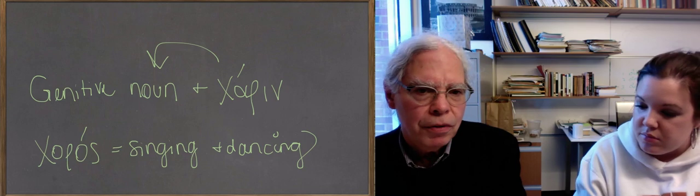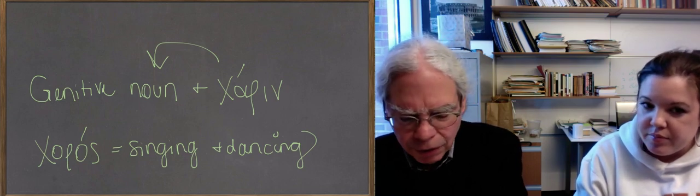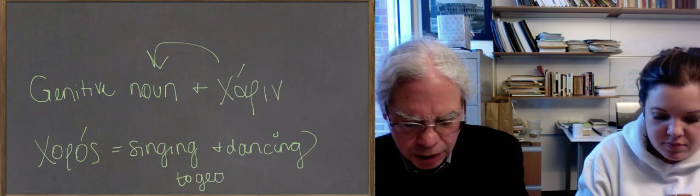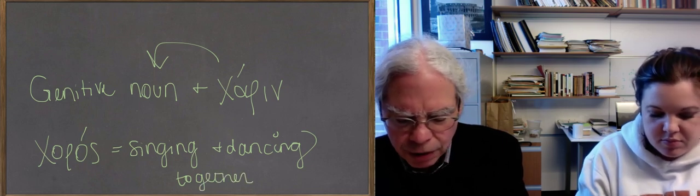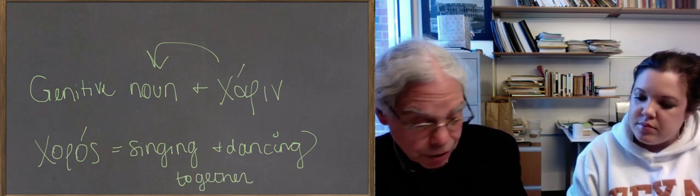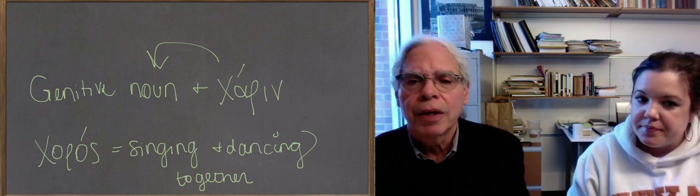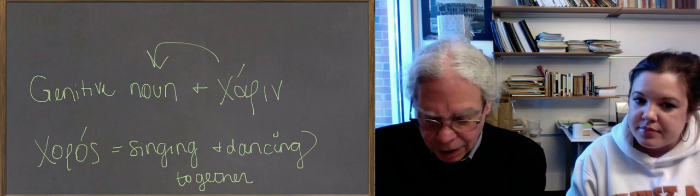And it's a social group; it has important social functions in Greek life. So a choreutes is a person who dances in a choros or sings. It's not just dancing, and it's not just singing, it's the two together. All right, that's it.